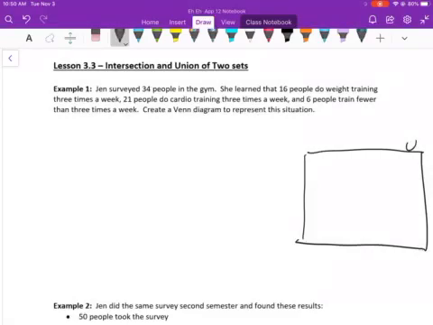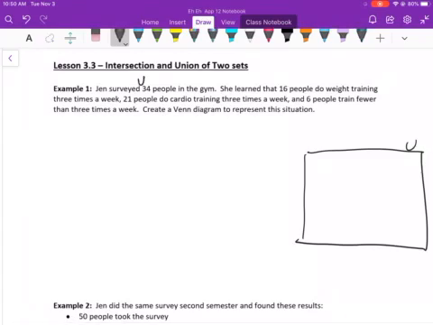So I'm going to work off lesson 3.3. It is the intersection and union of two sets. Jen surveyed 34 people in the gym. So that must be my universe.